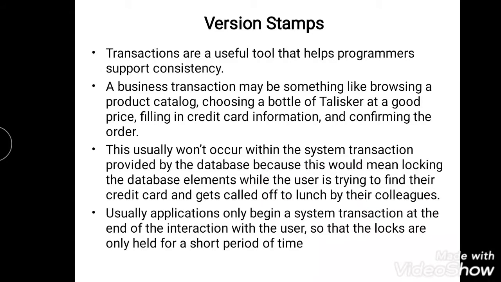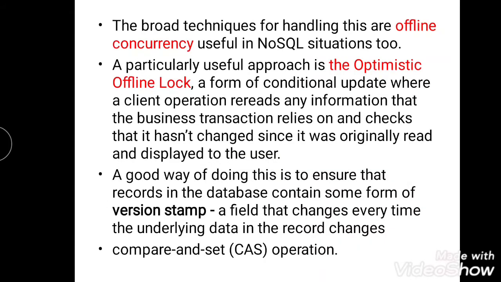And we have a few techniques for handling this. One is offline concurrency, which is used in NoSQL. And the second approach is called optimistic offline lock. It is a form of conditional update where a client operation rereads any information that the business transaction relies on, and here to ensure this for the records in the database, we use a version stamp.